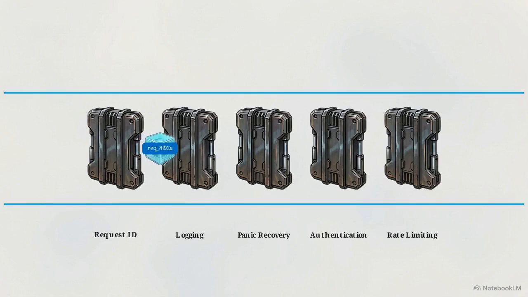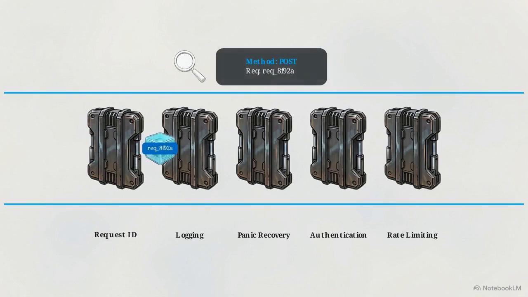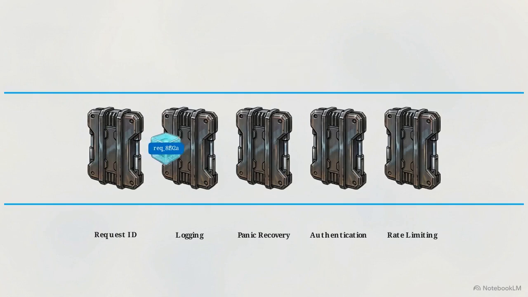Next, the request reaches the second gate, logging. Here, the system instantiates a request-scoped slog logger. It injects the newly created request ID, the HTTP method, and the path, ensuring all subsequent actions share this exact context. The third gate acts as a containment field for panic recovery.